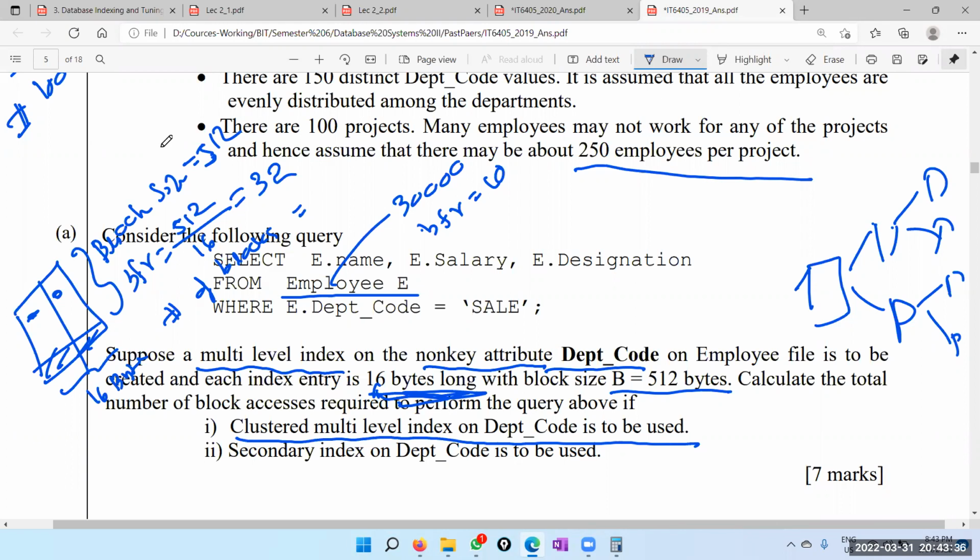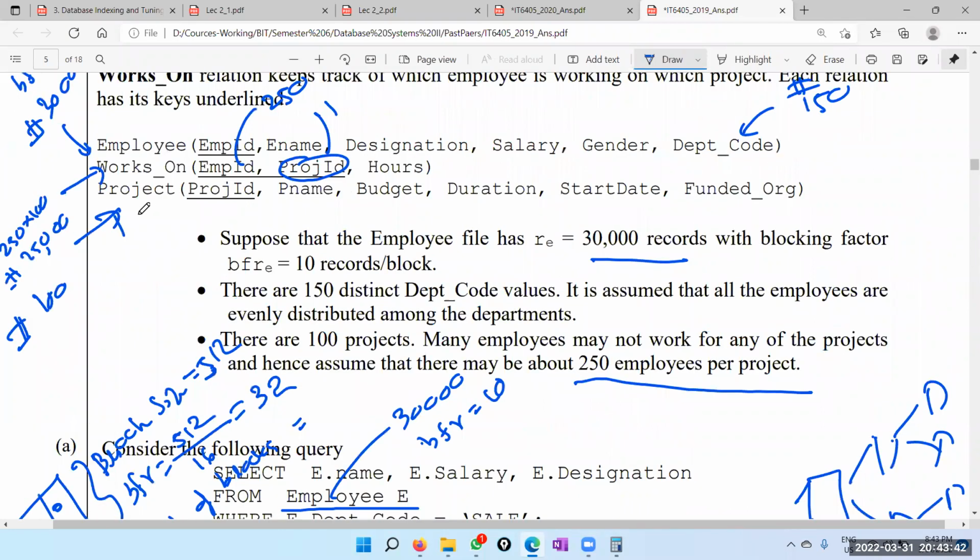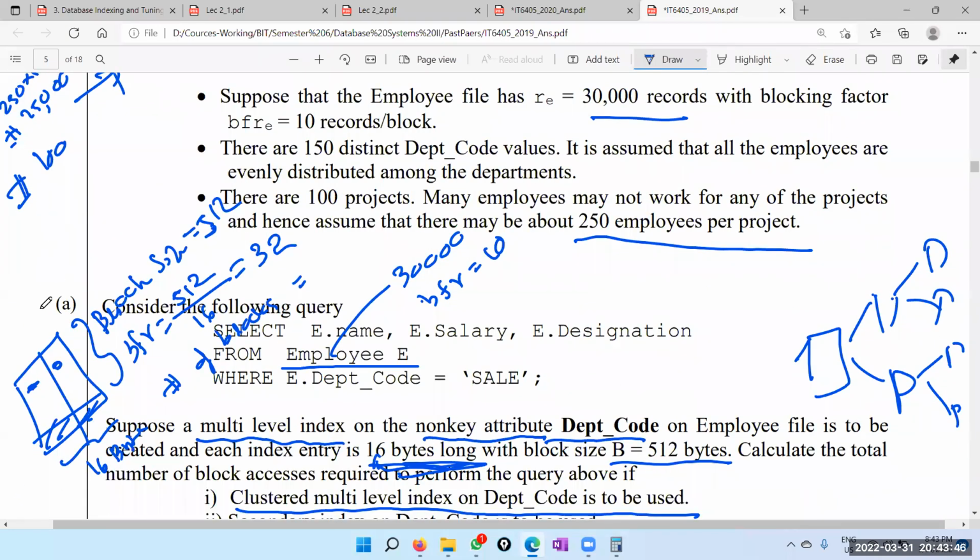And number of entries is going to be 30,000? Because we need one for each, right? Clustering multi-level index. This is not unique. You don't need one for each department code, we can have only one block, one entry, because then in the master file those department codes are in the same place. So we can just have the first record only.